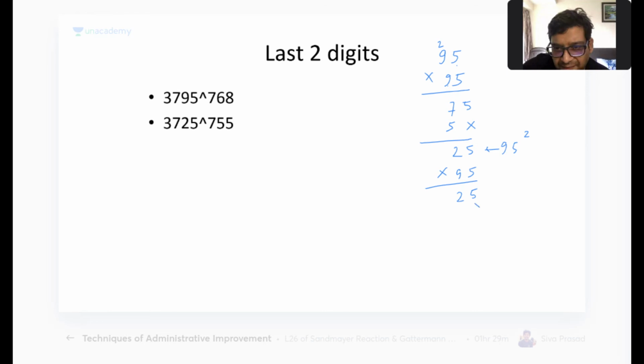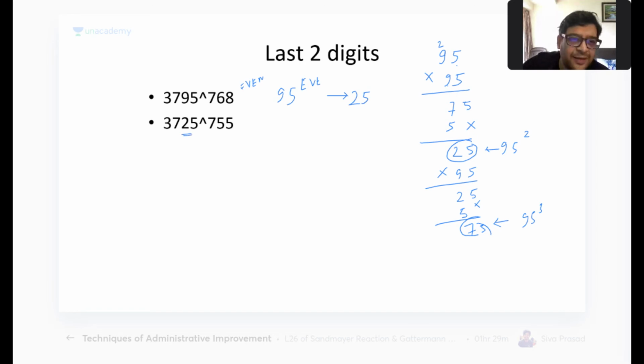So 5 into 25 will end in 5. 9 into 5 ends in 5. So this is 75. This is 95 cube. Okay. So here I know that it is 25 or 75. So when the power will be even, answer will be 25. Power is odd, answer will be 75. What is the power? The power is even here because it is 68. So 95 raised to an even power will end in 25, and that will be my answer for the first one.